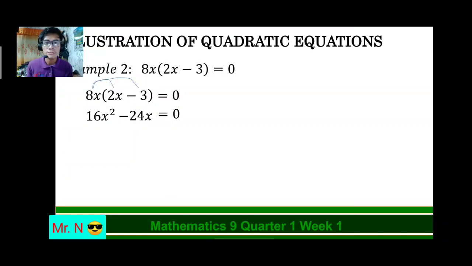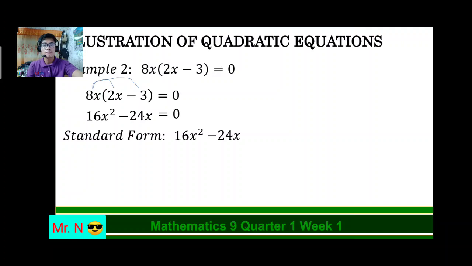Okay, very good. Quadratic term. Next term, negative 24x. Okay, linear term. What about the constant term? Okay, very good. 0 kasi yung constant term, kaya hindi na siya nilagay dyan. So, meaning to say, it is a quadratic equation written in standard form. Hindi na natin siya babaguhin. So, yun na yun.